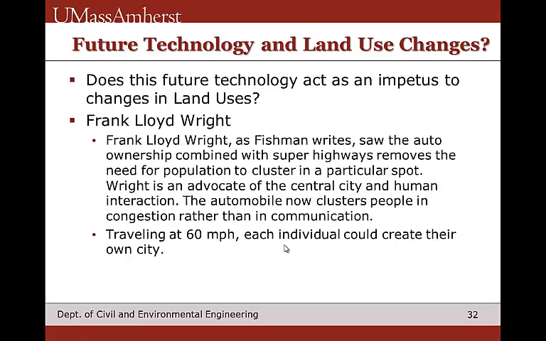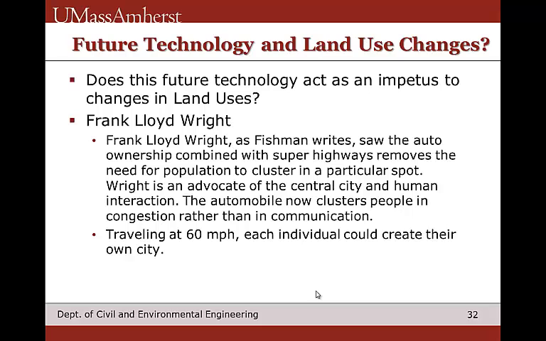So before I move on to the traffic simulation, I just wanted to talk a little bit more about Frank Lloyd Wright and his idea of this Broadacre City. By being able to travel by car, each individual could create their own city. That's what he's calling the Broadacre City. Everyone can create their own city, and it really is an impetus to urban and suburban development, and it's outpacing the importance of a city center.